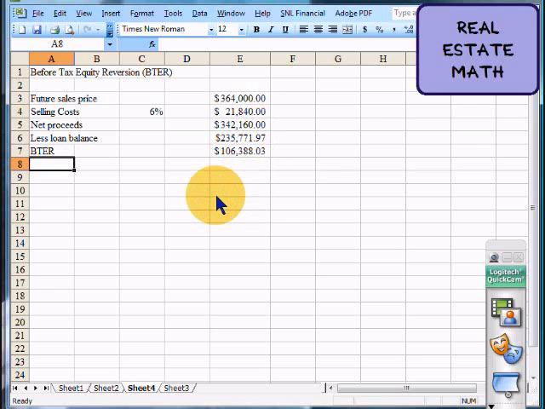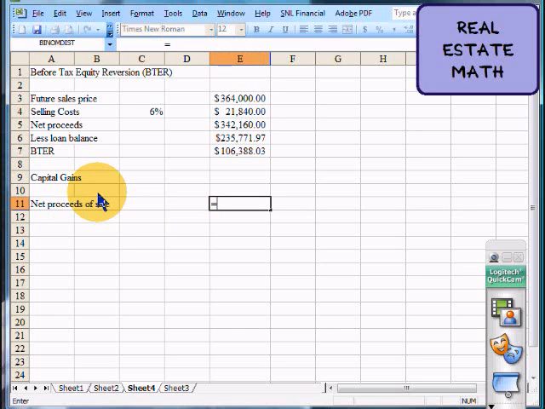But wait a second, that's before tax. We do owe taxes. Well, what kind of taxes do we owe? Of course, capital gains. Alright, so we have the net proceeds of the sale, and we know what those were. We'll just point to that value again. That's at $342,160.